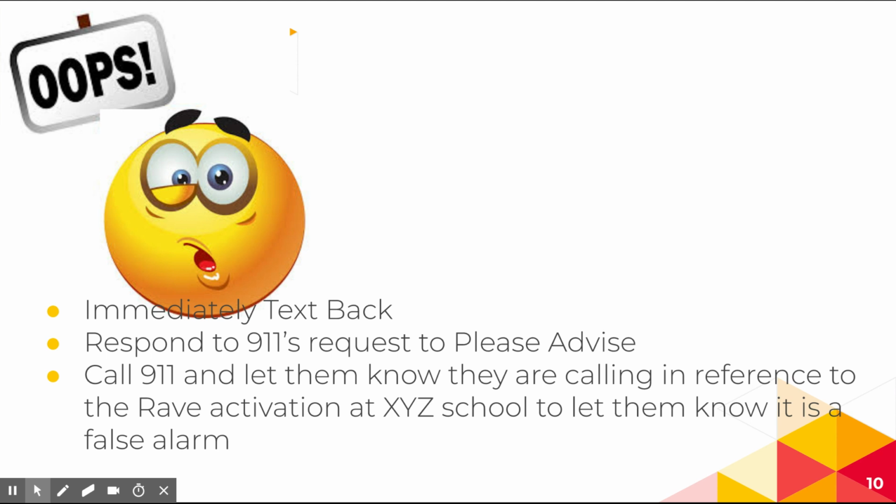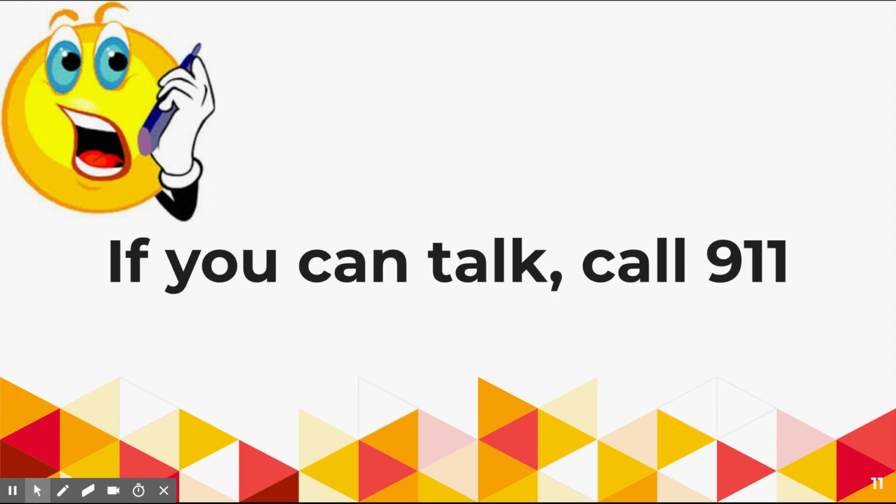Typically speaking, 911 will text us and say, please advise. In other words, they're asking for more information. But don't wait for that. Immediately call 911 and let them know that you're calling in reference to the Rave activation from your school and let them know it was a false alarm.